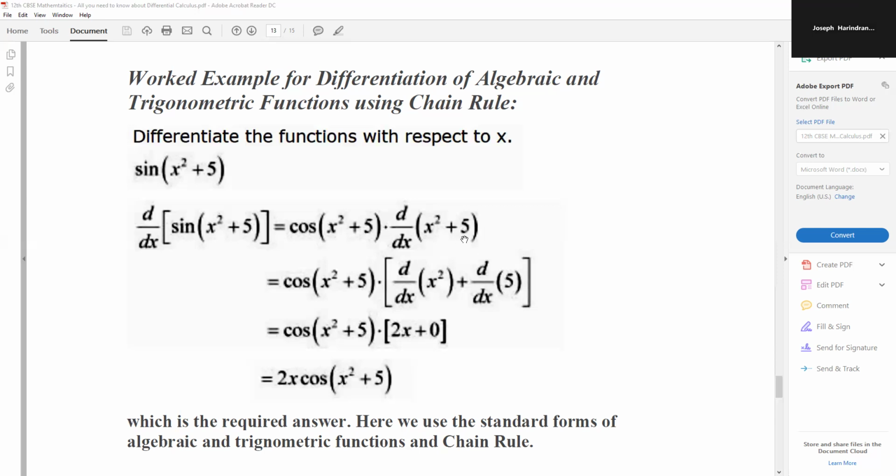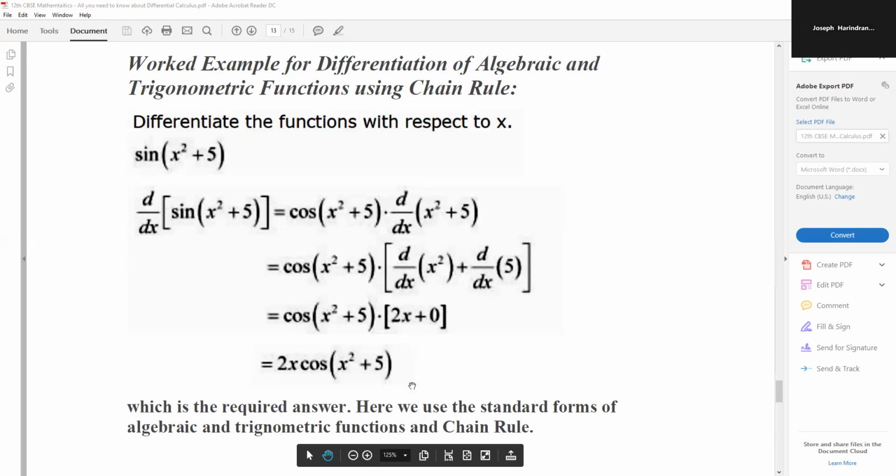The derivative of a constant is 0 because it doesn't change. Only changing quantities, variables, are differentiated. A constant doesn't change, so the rate of change is 0. So here you have 0. So cos of x squared plus 5 stays as it is, since sine becomes cos on differentiation. And when we multiply this by 2x, we get 2x cos of x squared plus 5, which is the required answer. Hence, we use the standard forms of algebraic and trigonometric functions and the chain rule.